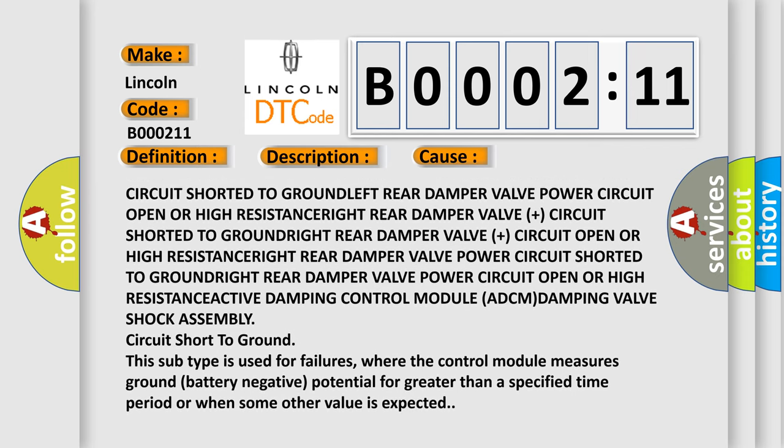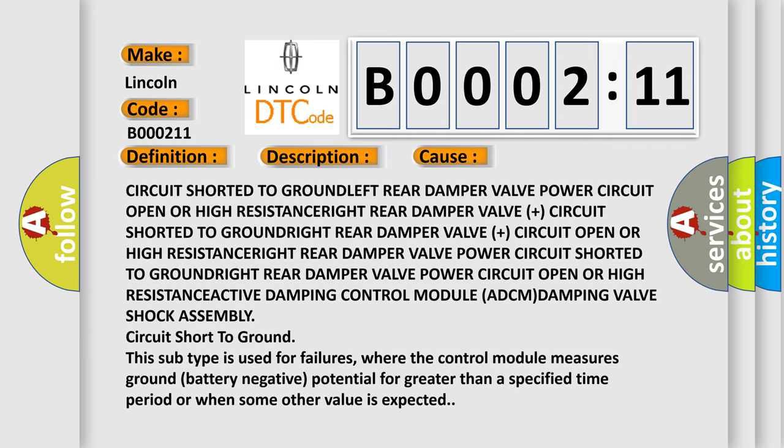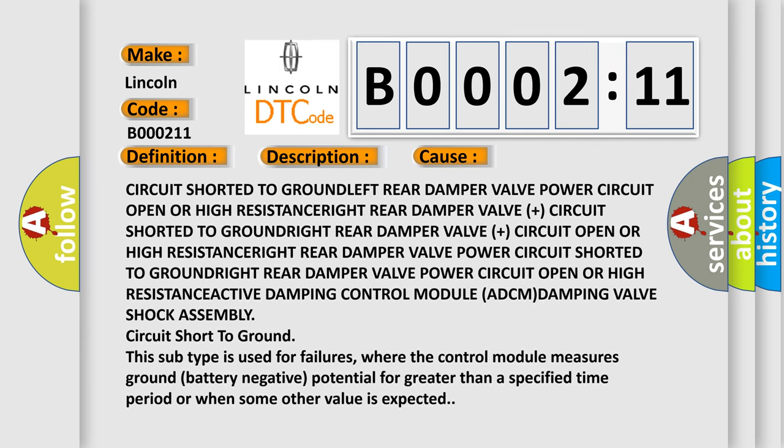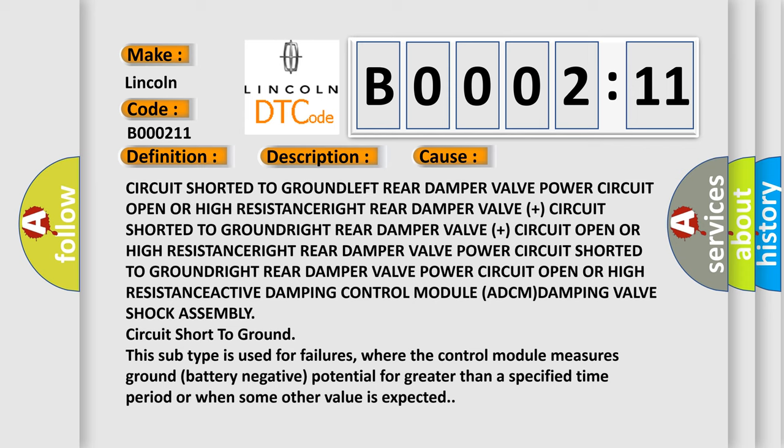damping control module ADCM damping valve shock assembly circuit short to ground. This subtype is used for failures where the control module measures ground battery negative potential for greater than a specified time period or when some other value is expected.